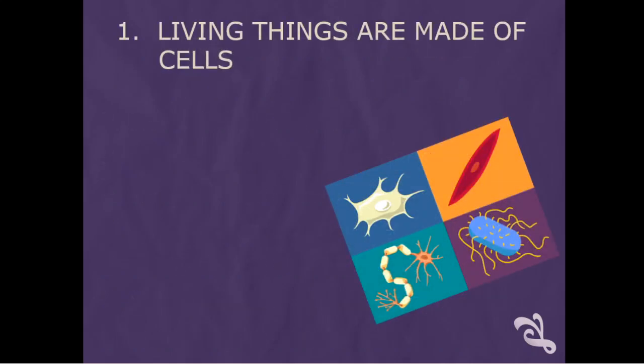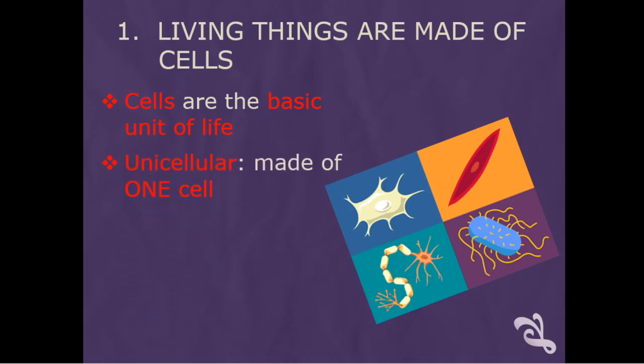So number 1, living things are made of cells. So what does that mean? Cells are the basic unit of life. So everything that is alive, that is one of the smallest things. Of course, we'll get down into DNA, which is even smaller, but cells are basically the basic unit of life. Unicellular is made of one cell.